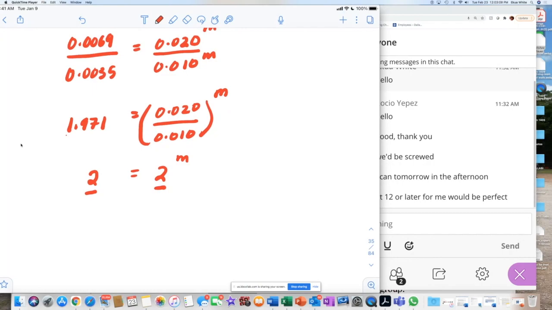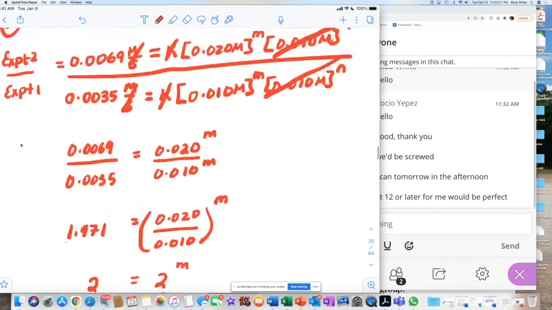Let me show you this mathematically. So I'm going to rewrite this as 2 to the power 1, which is the same thing as 2. I'm not changing the value of this. And then make this equal to 2, where A is your generic reactant. We have no idea what it is. M you can put equal to 1. What was this reactant A again?